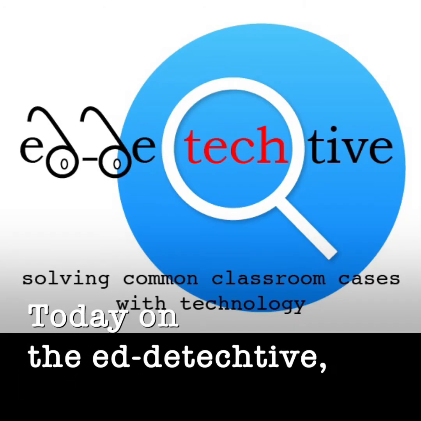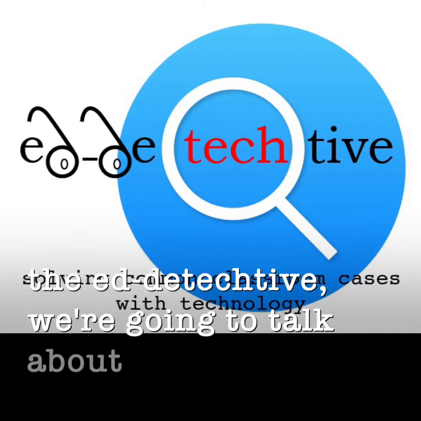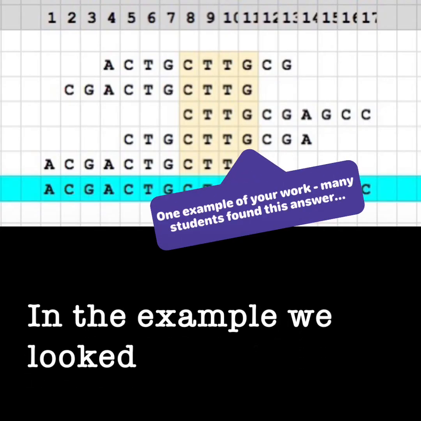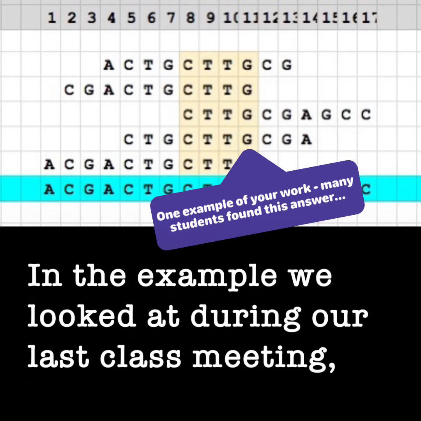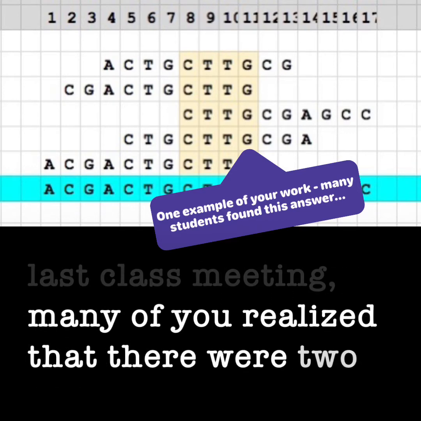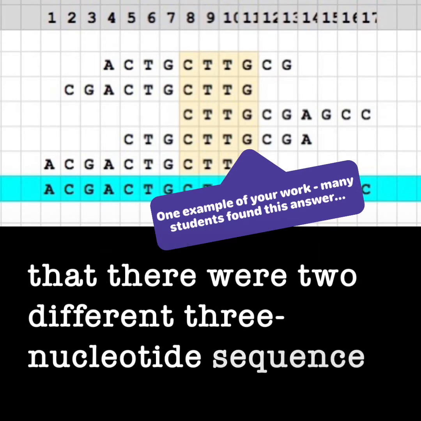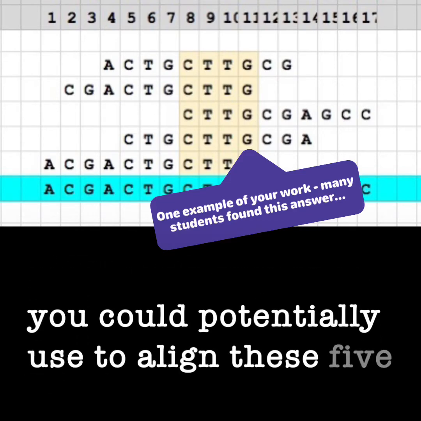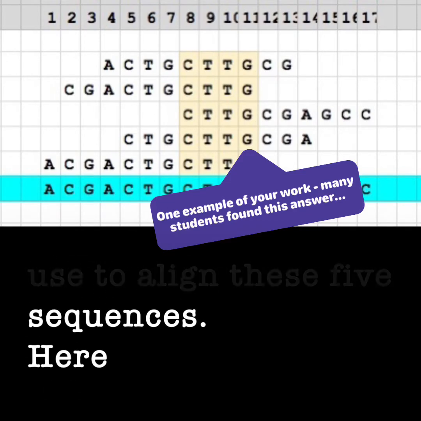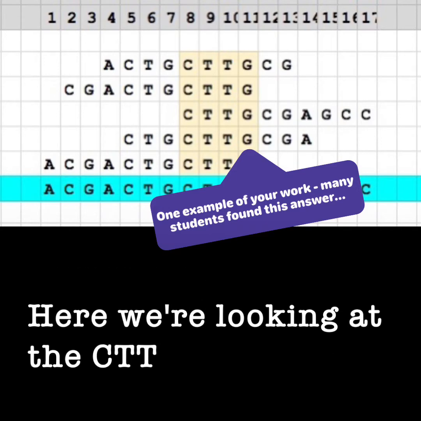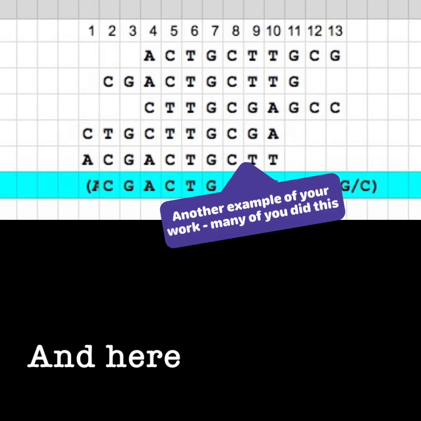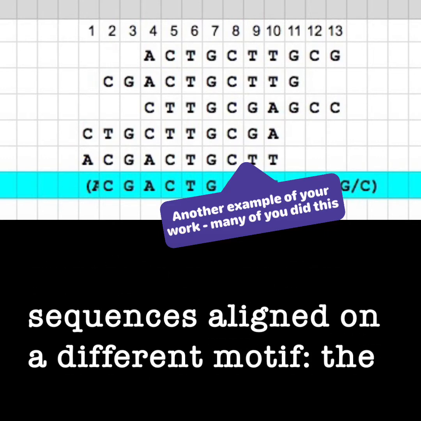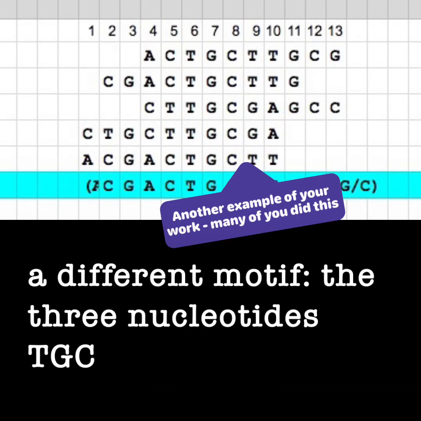Today on the Ed-Detective, we're going to talk about multiple sequence alignments. In the example we looked at during our last class meeting, many of you realized that there were two different 3-nucleotide sequence motifs you could potentially use to align these 5 sequences. Here, we're looking at the CTT motif, and here is an example of the 5 sequences aligned on a different motif, the 3 nucleotides TGC.